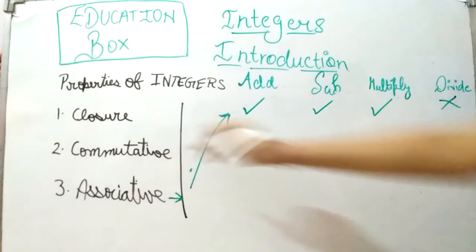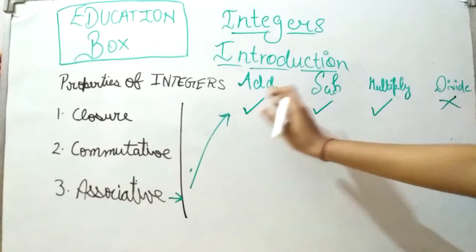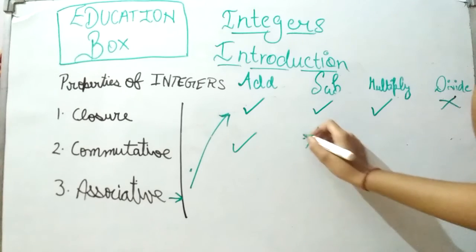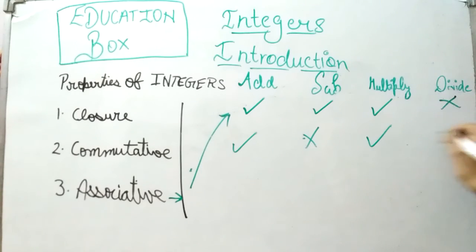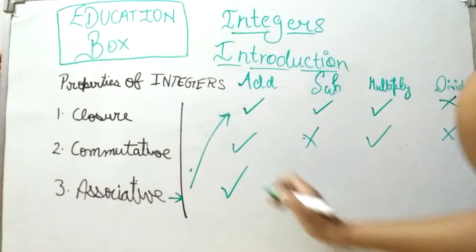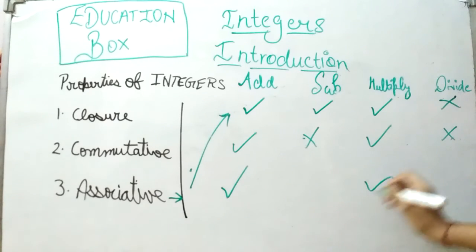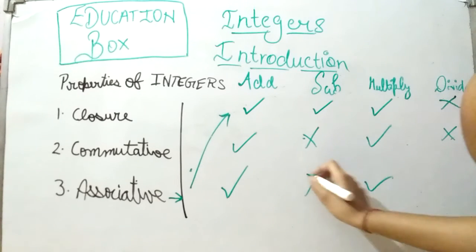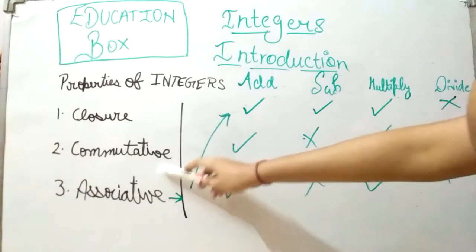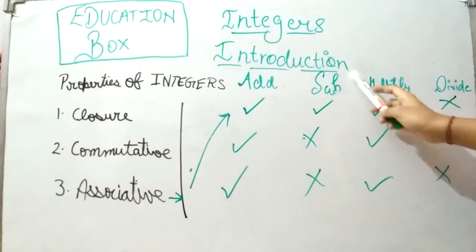So now let's check commutative property. Commutative works under addition, not in subtraction. In multiplication, but not in division. And associative property also works under addition and multiplication, but it does not work under subtraction nor division. So this is the whole chart. We can say that closure property does not work under division. Commutative and associative do not work under subtraction and division.